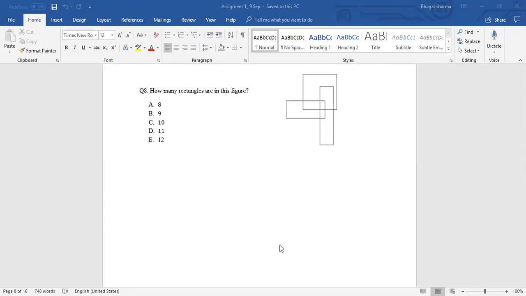Are you all sure? Okay, who is going to share? Adish, will you share it?